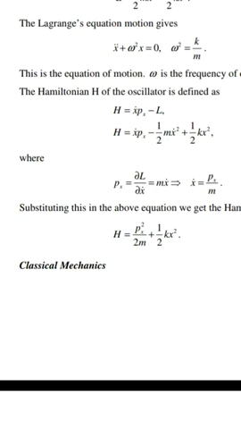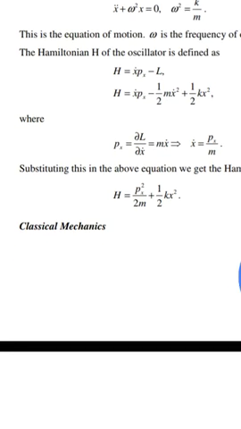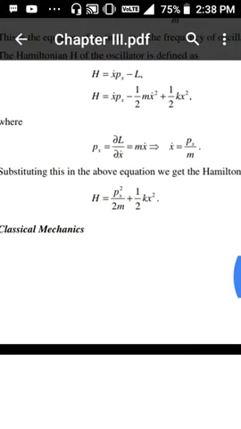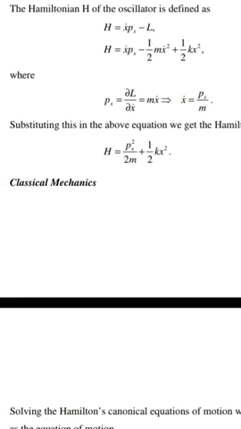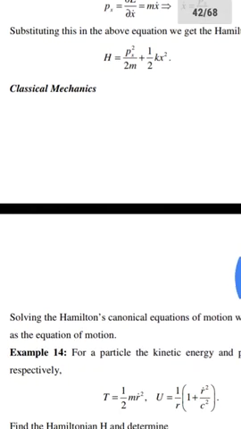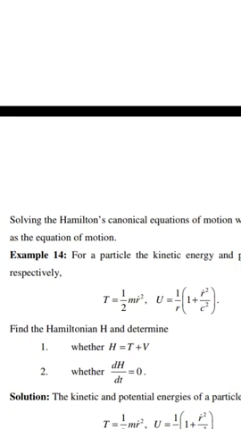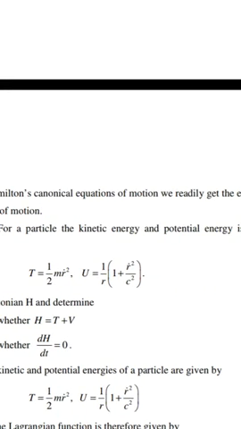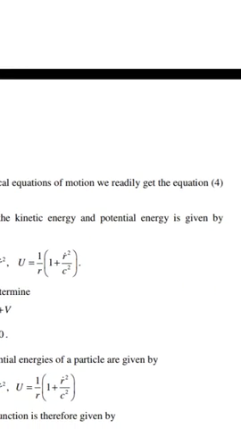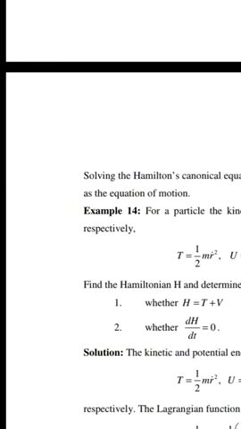x dot is equal to px divided by m. Substituting this in the above equation, we get the Hamiltonian H is equal to px square divided by 2m plus 1 by 2 kx square. Solving these Hamiltonian canonical equations of motion, we readily get the equation of motion as required.